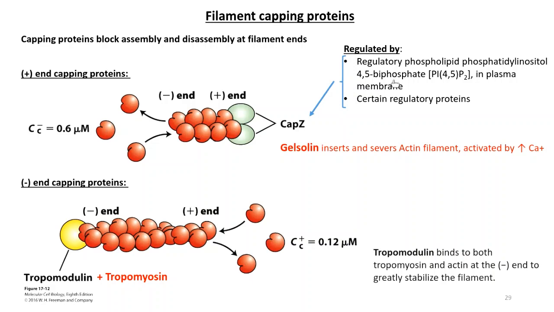a plasma membrane protein. It's a membrane lipid called phospholipid 4,5 bisphosphate, PI(4,5)P2, also known as phosphatidylinositol. So I don't want you to remember the whole name.